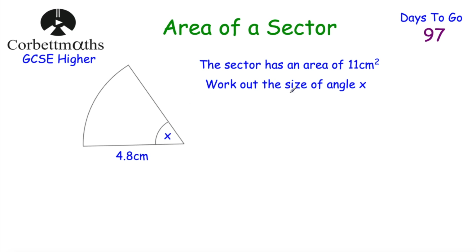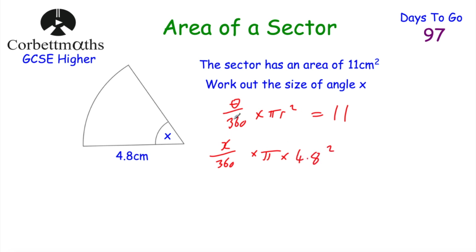Okay, so the area of a sector is β over 360 multiplied by pi r squared, and that gives you the area of a sector. Now in this case, we're told the area is 11 centimeters squared, so that's equal to 11. Let's substitute in the values we know. β is our x, so x over 360, multiplied by pi, multiplied by the radius squared, and the radius of the whole circle is 4.8, so pi times 4.8 squared, and that's equal to 11.